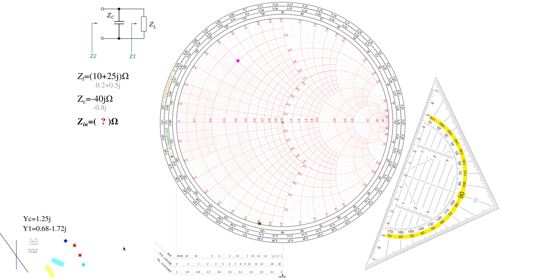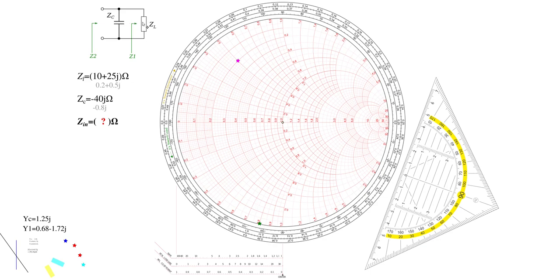In this example, I will show you how to use a Smith chart to determine admittances from impedances and also to determine the overall impedance when you put two impedances in parallel. One of the nice features of the Smith chart is that you can derive the admittance from the impedance directly by mirroring the value in the Smith chart. I will show you how this works with this example.